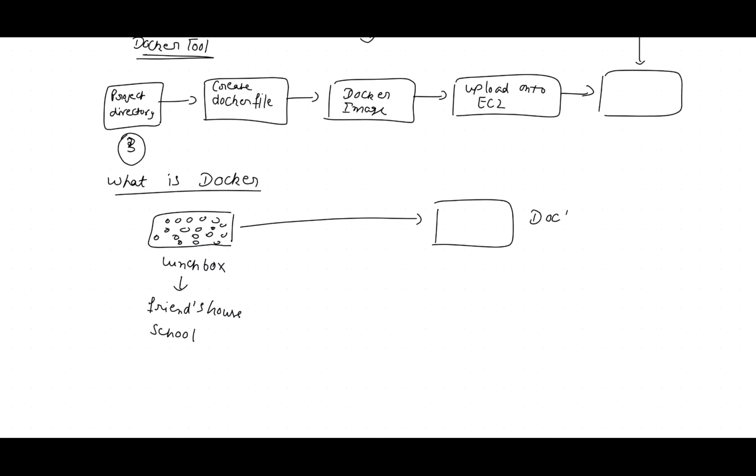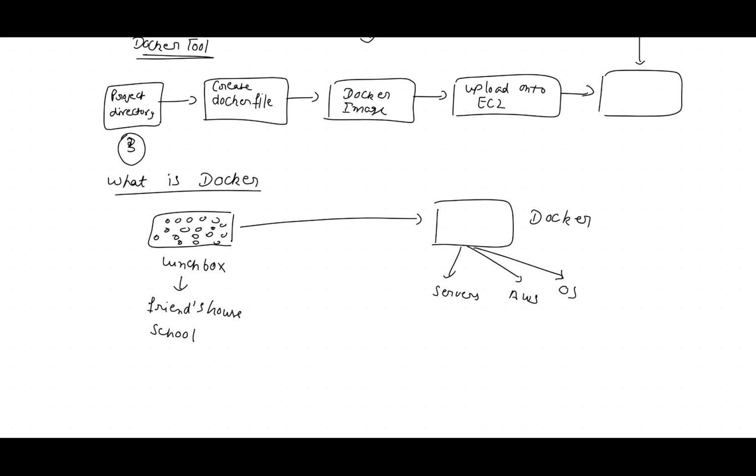It has its own environment. Okay? So nobody is going to interfere inside it. This is called Docker. Okay? It is not dependent on anyone. So what is this friend's house? This can be your different servers. It can be your AWS. It can be the different operating system wherever you want to deploy your model, right? So this is the Docker.